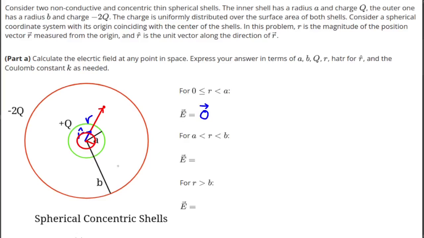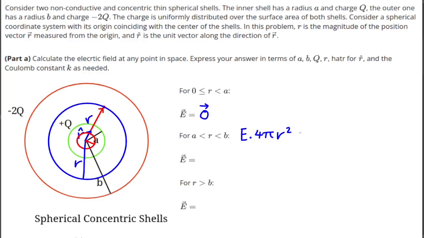Now between a and b, we take another Gaussian surface, and that has a radius r. So the electric flux through this surface is E times the surface area, 4 pi r squared, and that's equal to the enclosed charge, q, on the permittivity of free space. If we divide through by 4 pi r squared, 1 on 4 pi epsilon naught is Coulomb's constant, so E is k times the charge on r squared, and the electric field acts in a radial direction.